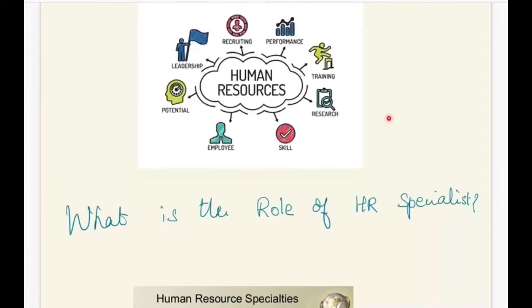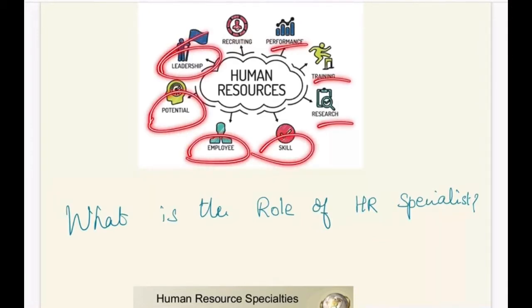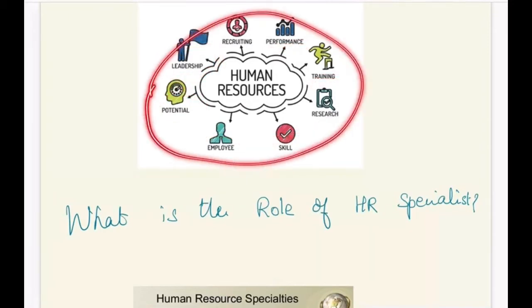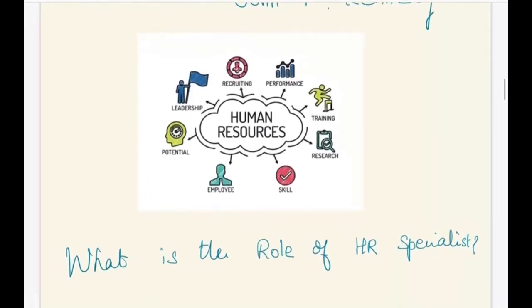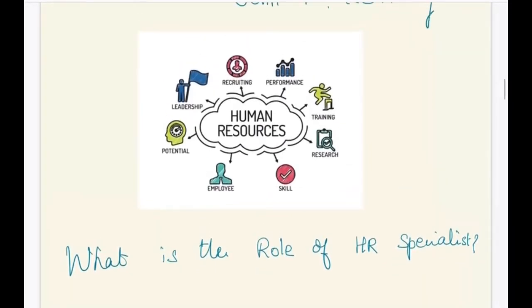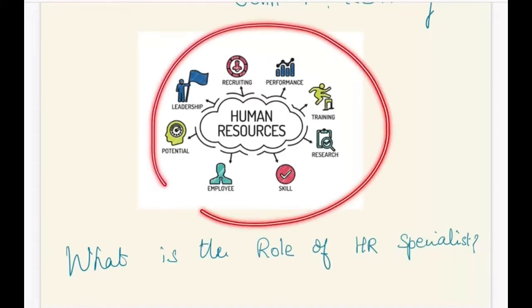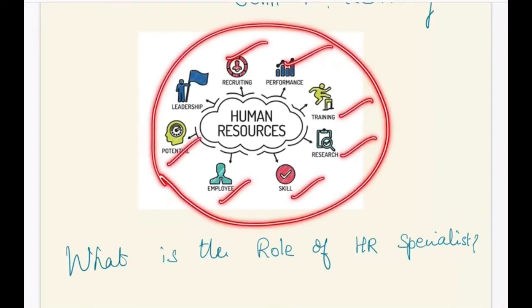So altogether, human resource management deals with recruiting, performance, training, research, skills, employee potential and leadership. These are the modern trends in human resource management. So we call HR as two parts: one is the generalist and the other is the specialist. All these the generalist will do. They will take care of recruitment, performance, training, research, skills, employee potential, leadership.